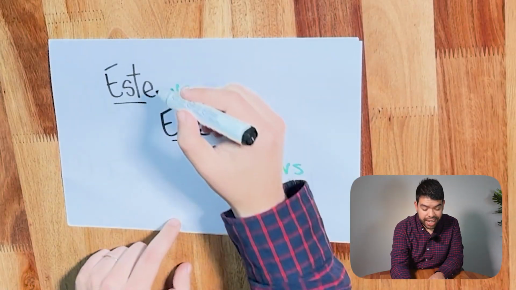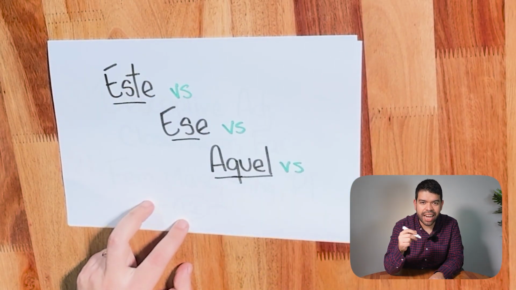There are 12 different words in Spanish used to say this or that: este, ese, and aquel. I will show you the difference between these words, their 12 variations, what they mean, and when you can use them in your everyday conversations in Spanish. So, are you ready? Vamos!